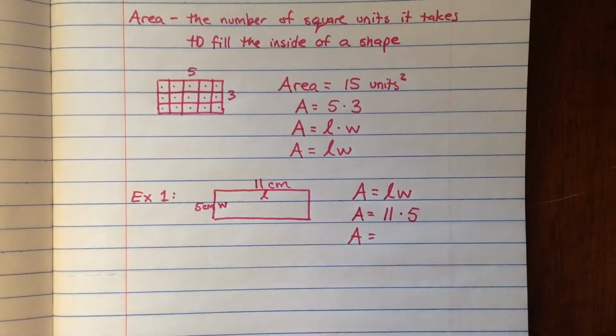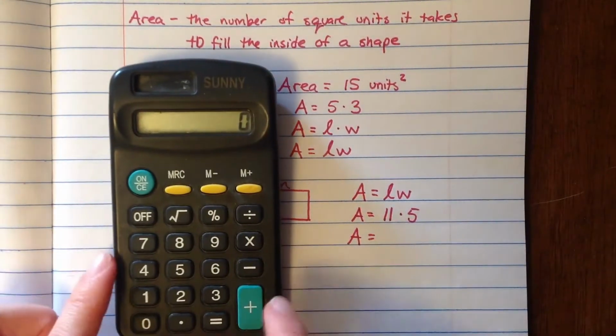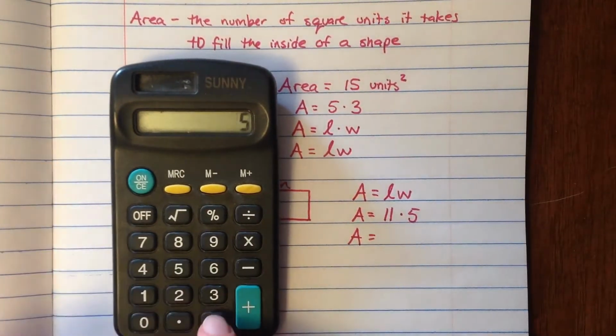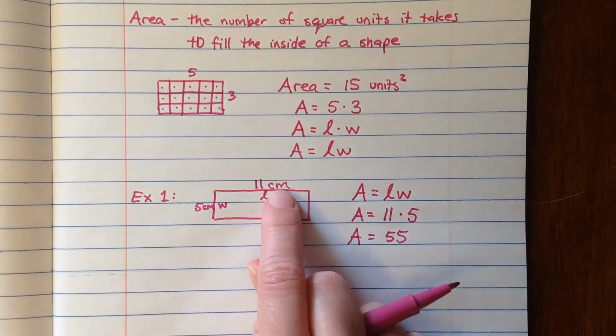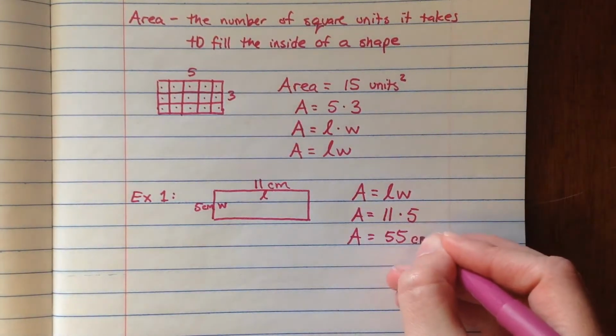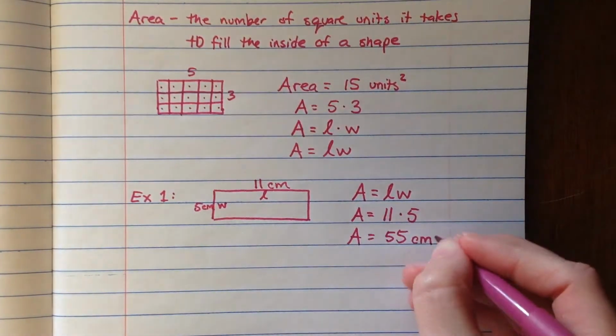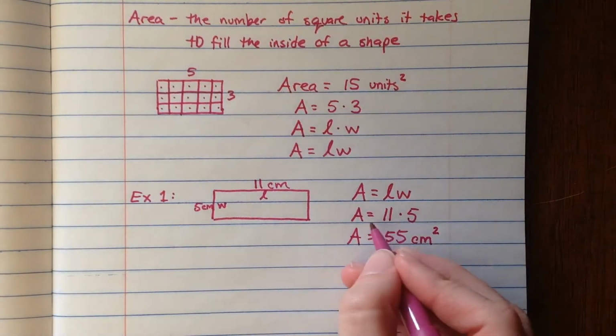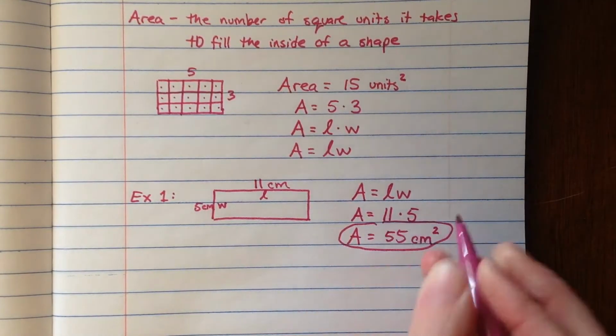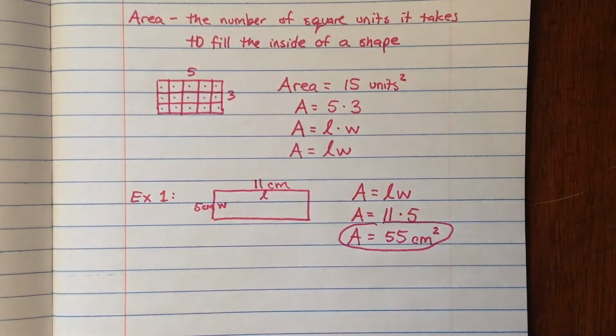Area is equal to, grab your calculator if you need to. Hopefully you know your 11s though, and that 11 times 5 is 55. If not, type it in. 11 times 5, 55. Now, my units are centimeters, so it's going to be centimeters, and remember this is area, so it's always going to have that little squared 2 in the top because I'm multiplying unit by unit. So the area is 55 centimeters squared, and that is all there is to finding area, multiplying length times the width.